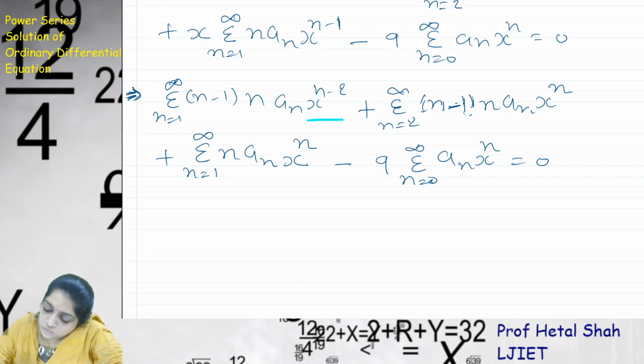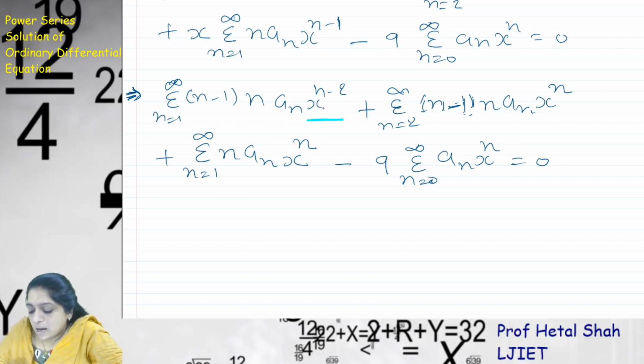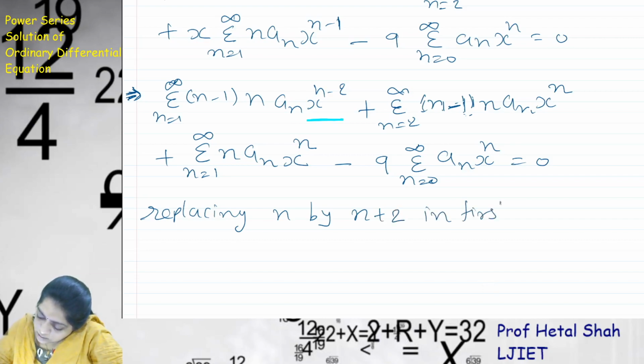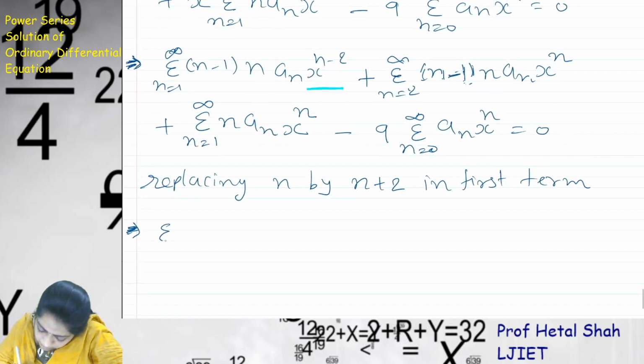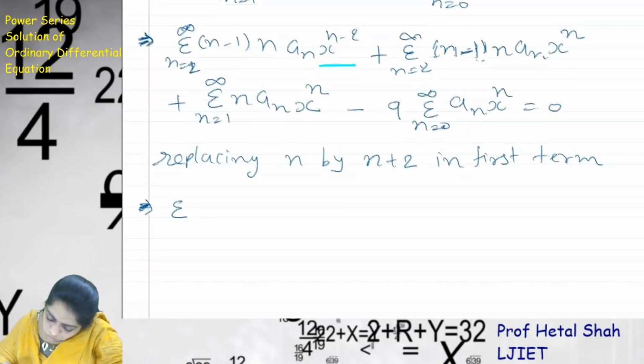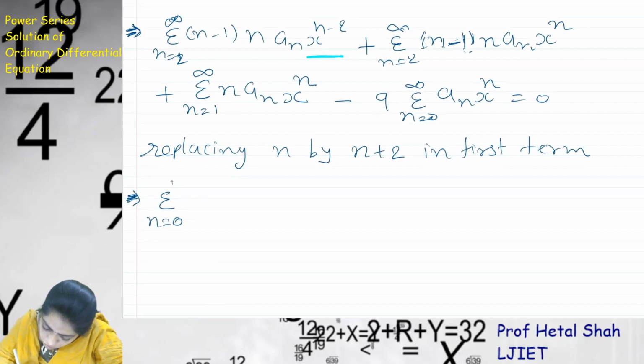Okay, so to convert the power of x, n minus 2, into the power of x raised to n, in the first term we replace n by n plus 2. After replacing n by n plus 2 in the first term, we get summation, and our starting point n is 0 to infinity.